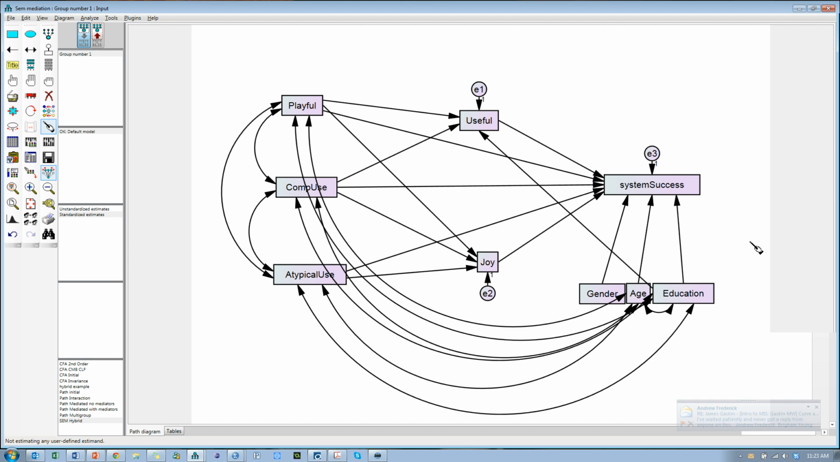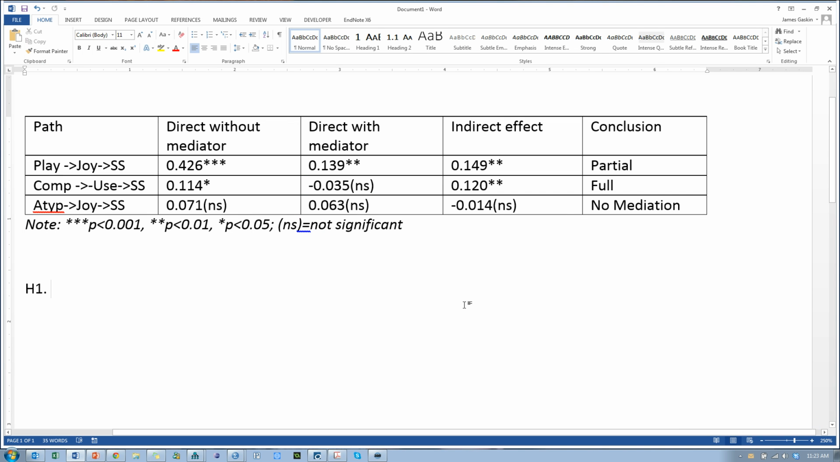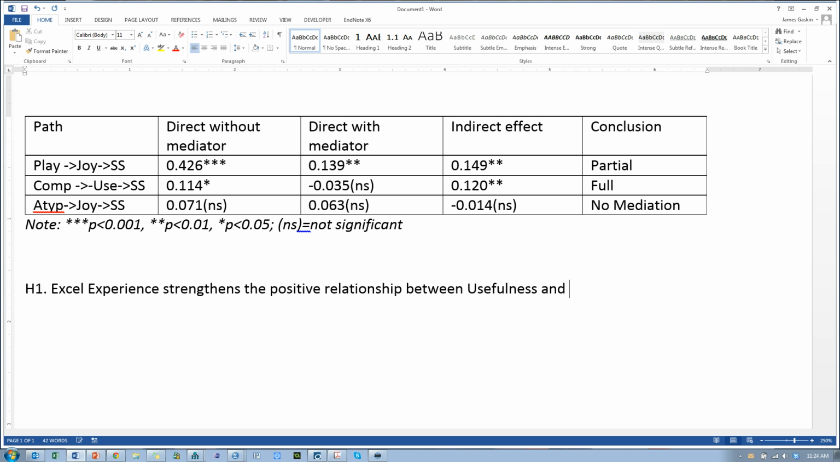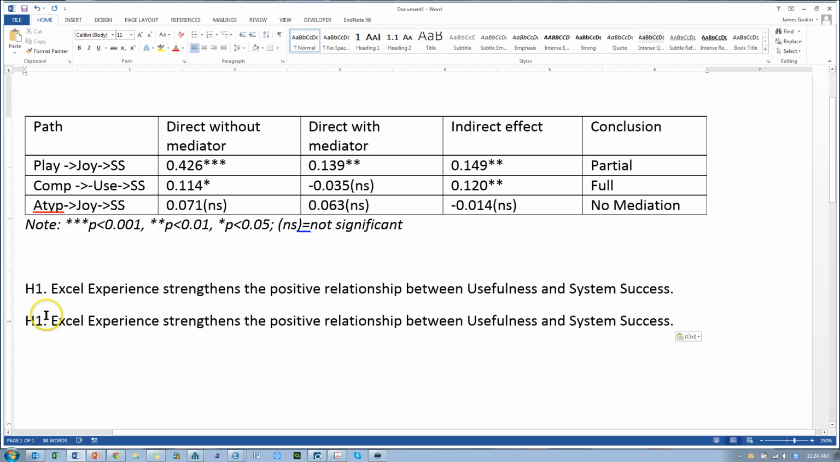Let's just write one up real quick. Usefulness and system success. Let's do that one real quick, and enjoyment to system success. H1: the moderator is frequency of experience, Excel experience. Excel experience strengthens the positive relationship between usefulness and system success. And I would just copy that, Control C, Control V, make this H2 or H1B or something like that, between enjoyment and system success. So we're going to test these two hypotheses right here.